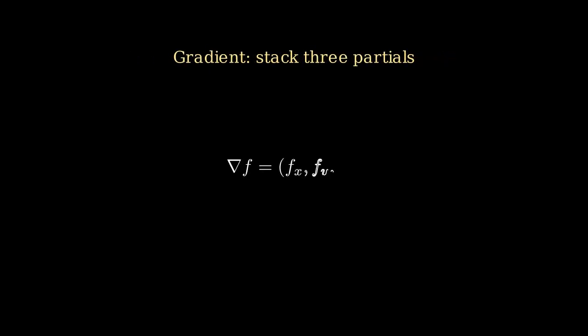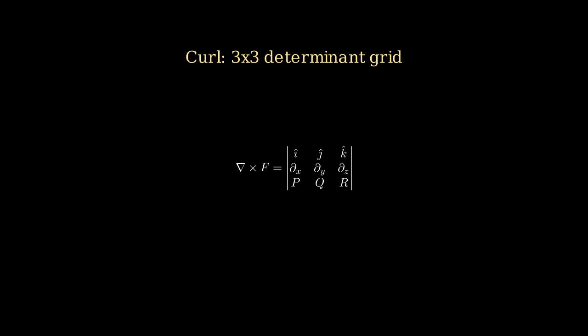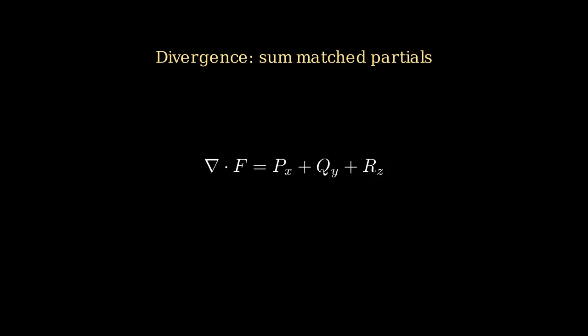Before we finish, here are the concepts to take away. Gradient means stacking the three partial derivatives of a scalar field into a vector, one calculation per variable. Curl means building the three-row determinant grid with i hat, j hat, k hat on top, partial derivatives in the middle, and p, q, r on the bottom, remembering the built-in minus sign on the j hat component. Divergence just means adding three matched partial derivatives together, no determinant needed.